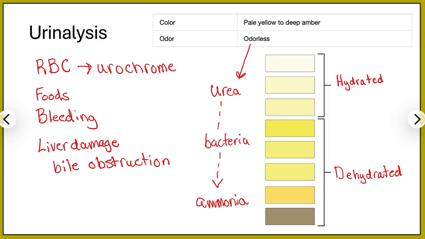Like color, the odor of urine can also be affected by the foods that you're taking. So common ones are asparagus. About 1 in 5 people have a characteristic change in their urine smell when they eat asparagus. Onions, garlic, fish, all of those are examples of food that can change the aroma of the urine.